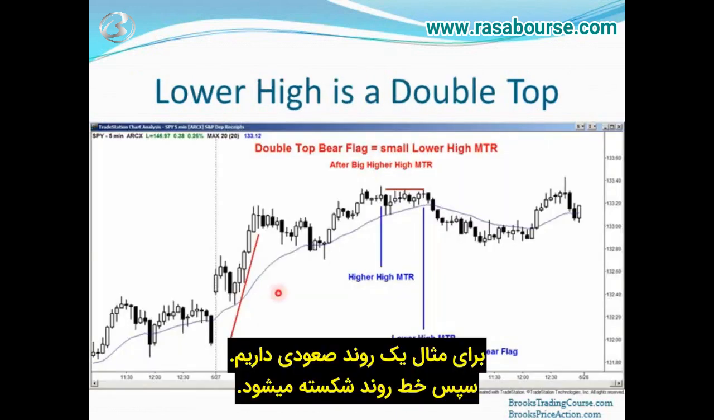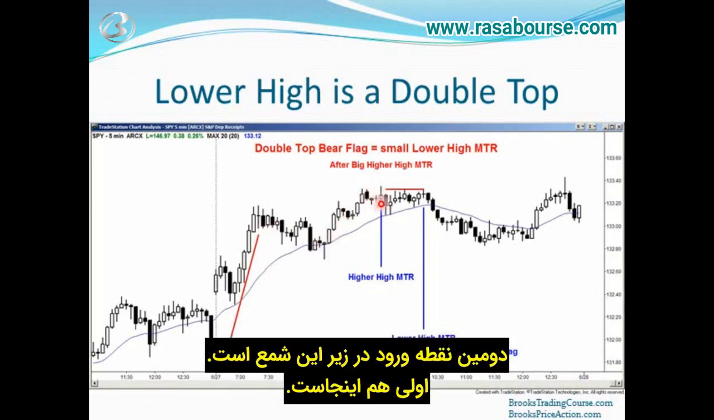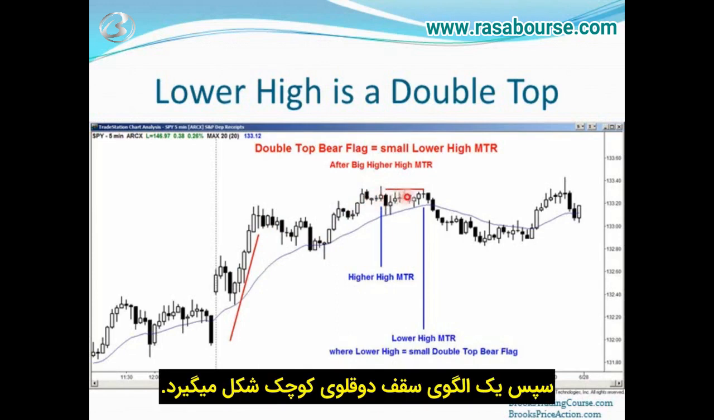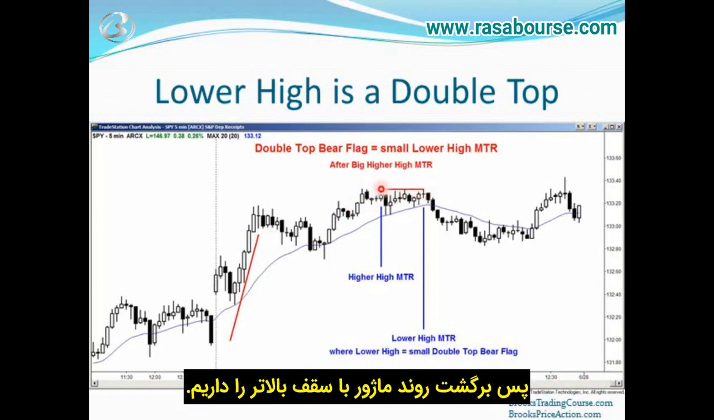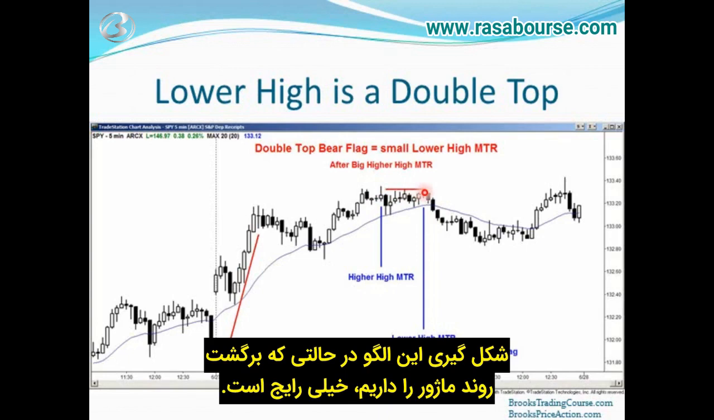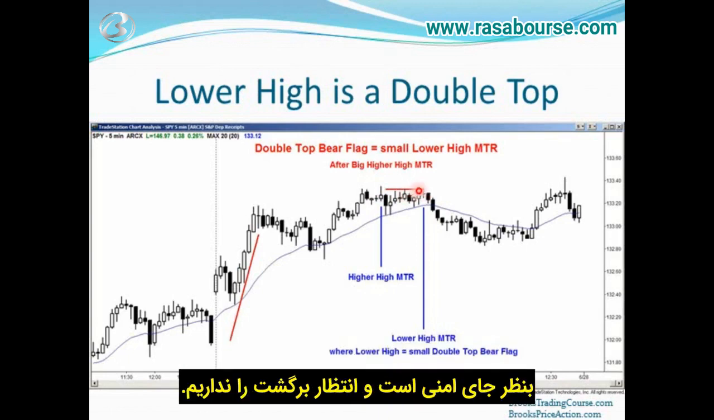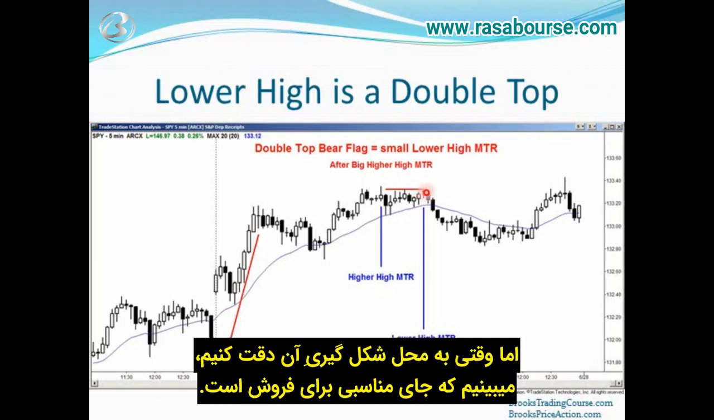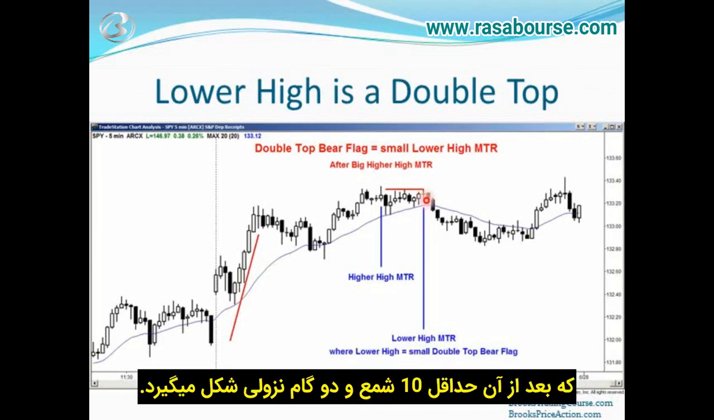So for example, we have a bull trend, a trend line break, higher high major trend reversal below this bar, second entry, here's the first, and then we have this small double top. So we have a higher high major trend reversal, and now we have a lower high, and the lower high is in the form of a double top. That's a common pattern in major trend reversals. It looks pretty innocuous and it doesn't look like a possible reversal, but when you're aware of the context, it's a reasonably good short for 10 bars and 2 legs down.